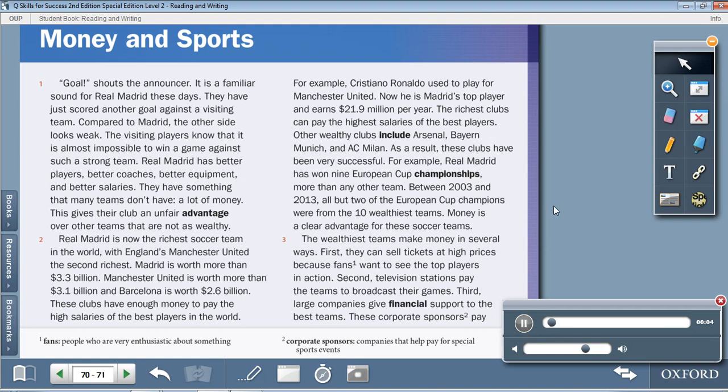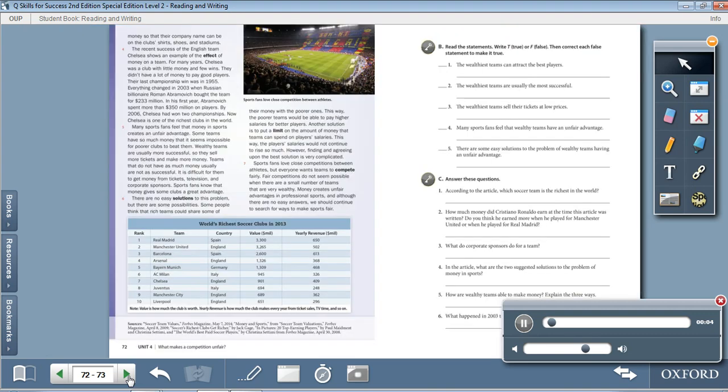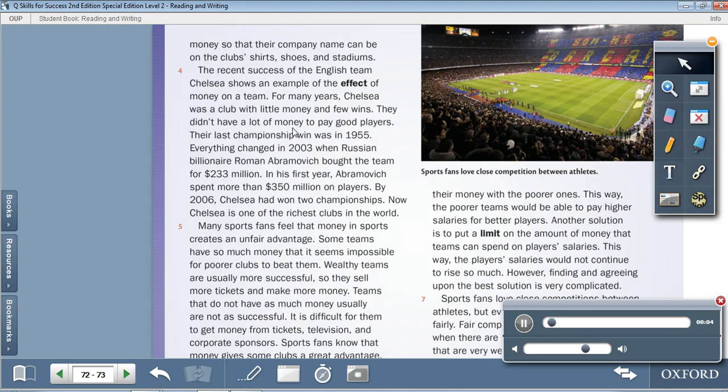The wealthiest teams make money in several ways. First, they can sell tickets at high prices because fans want to see the top players in action. Second, television stations pay the teams to broadcast their games. Third, large companies give financial support to the best teams. These corporate sponsors pay money so that their company name can be on the club's shirts, shoes, and stadiums.